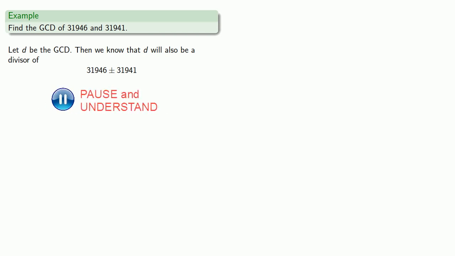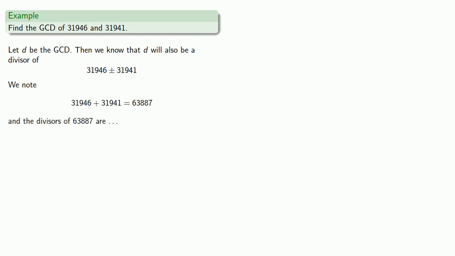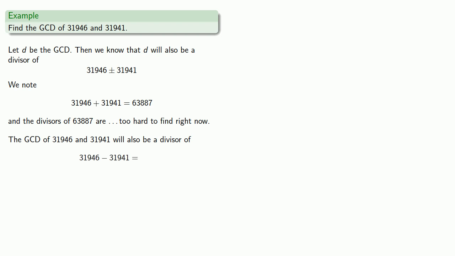So, for example, if we want to find the greatest common divisor of 31946 and 31941, well, let D be the greatest common divisor. Then we know that D will also be a divisor of 31946 plus or minus 31941. Now, we note that if we add them, we get a larger number, and the divisors of 63887 are too hard to find right now. At the same time, the greatest common divisor of 31946 and 31941 will also be a divisor of 31946 minus 31941, and that's 5, and so the GCD is something that divides 5.